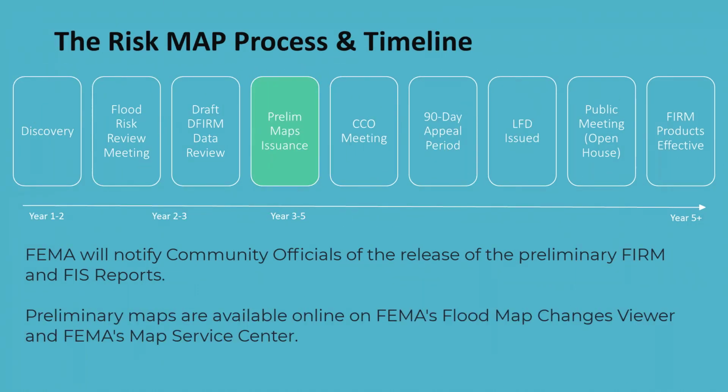Once the study is complete, FEMA will provide copies of preliminary FERM and FIS reports to each community. FEMA will do this by contacting each community directly, notifying them of the preliminary products and instructions on how to access them. At this point, the preliminary maps and data are available to the public.